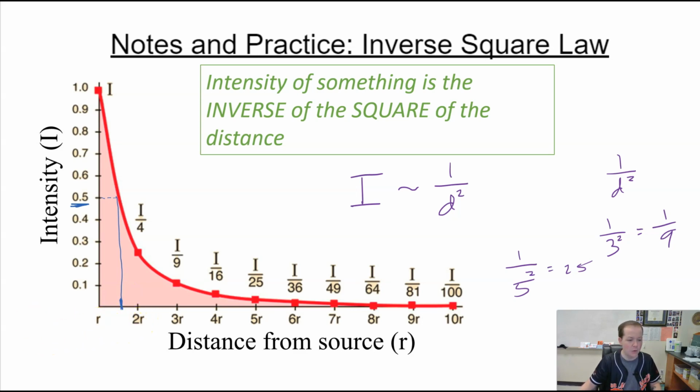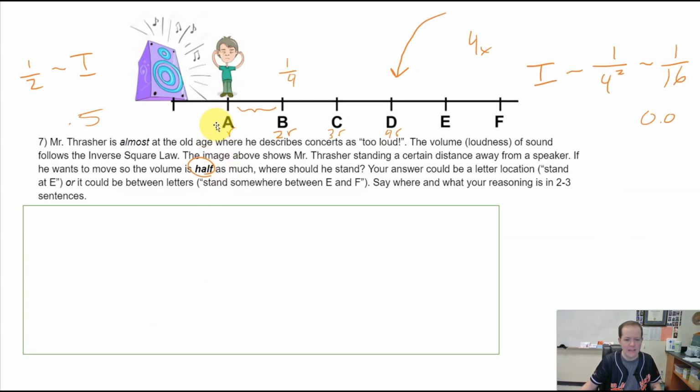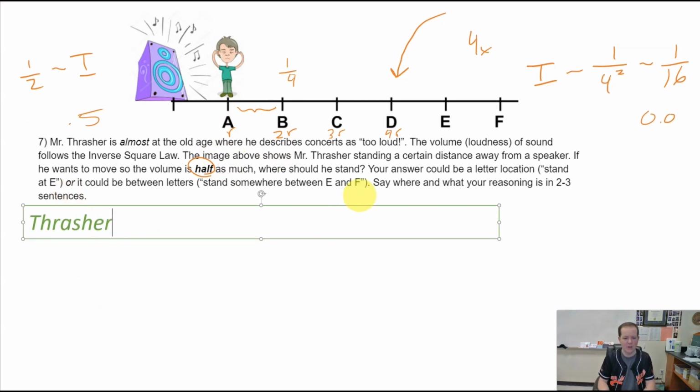Go back to the original problem. Somewhere between the original distance and double. Somewhere in between here. Okay, so what would I write down? Okay, maybe I first give an answer. Thrasher should stand between A and B.